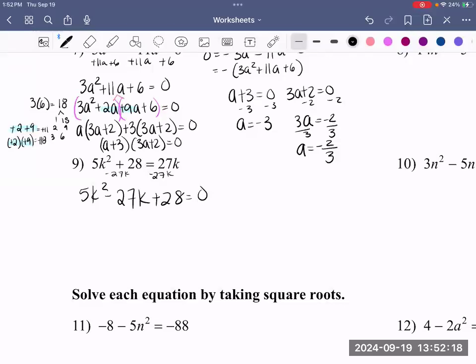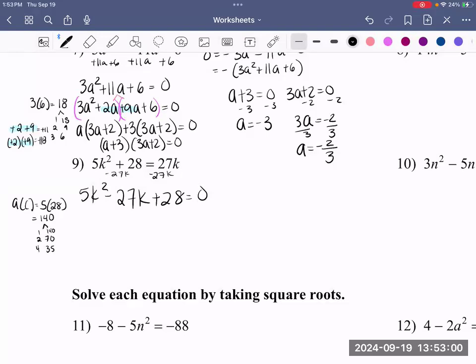So checking for a GCF, what do we get? Unfortunately, no GCF, so we're going to have to multiply a times c here. So 5 times 28 is 140, and we're trying to figure out factors of 140 that can get us to 27. So we have 1 and 140, we have 2 and 70. Let's see, 3, no, 4 should work, 4 and 35. And keep in mind, we want to get to 27. So we're getting a little bit closer.